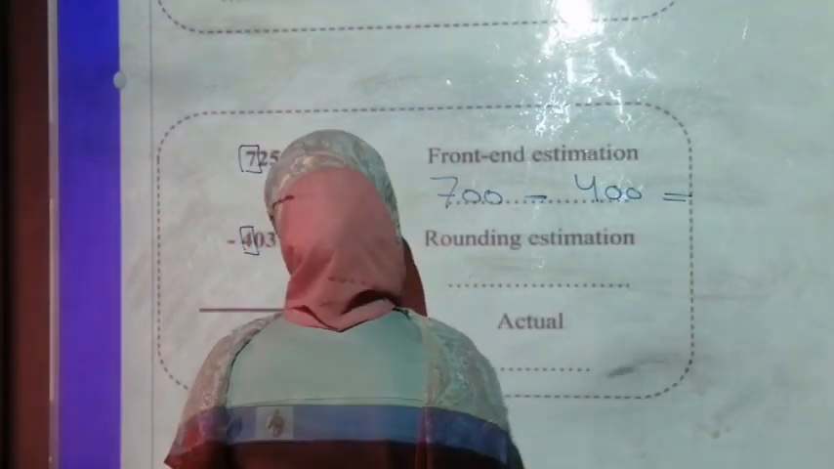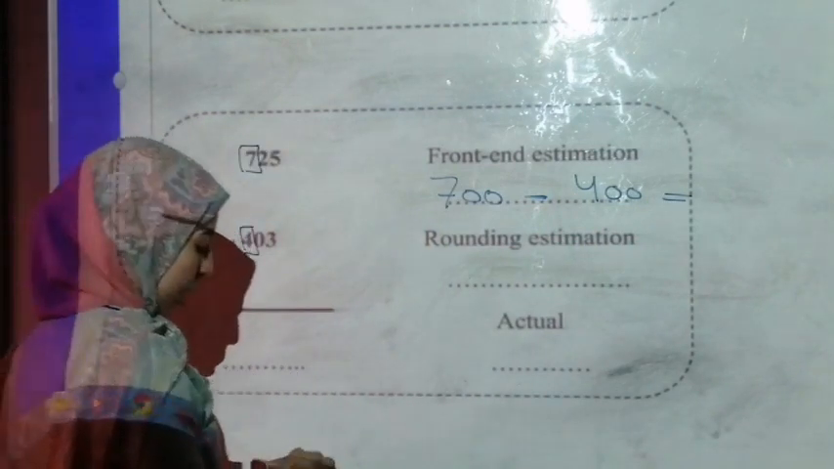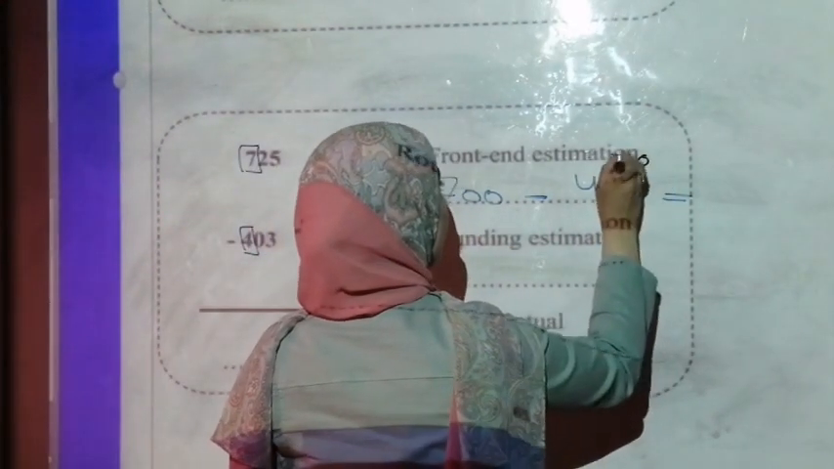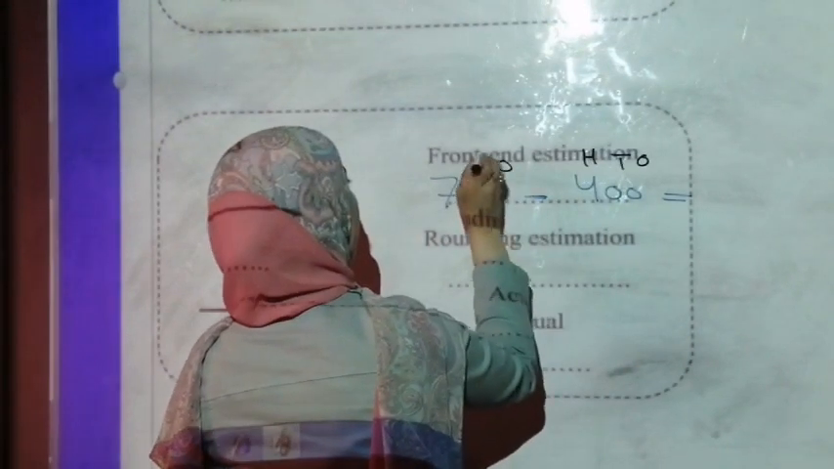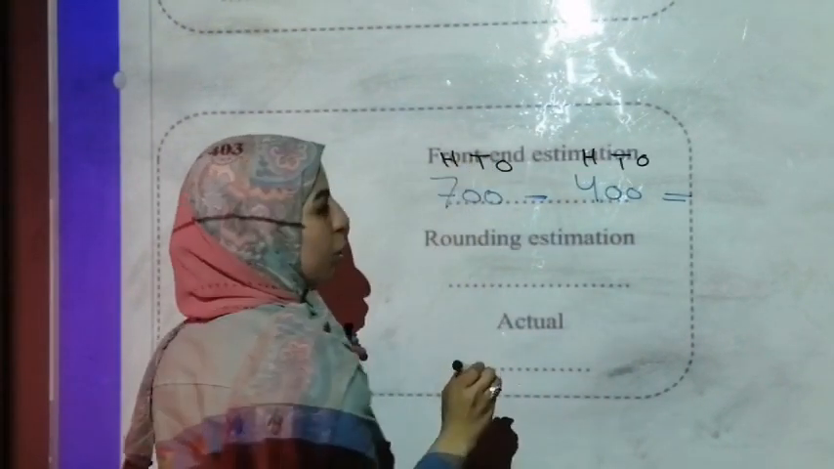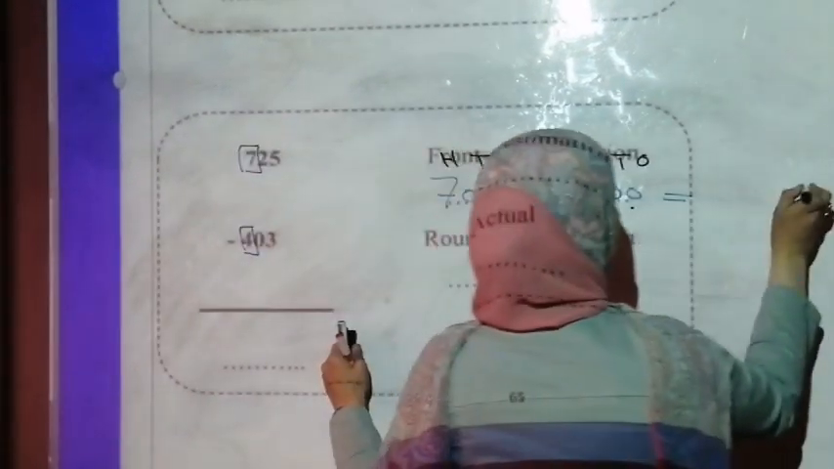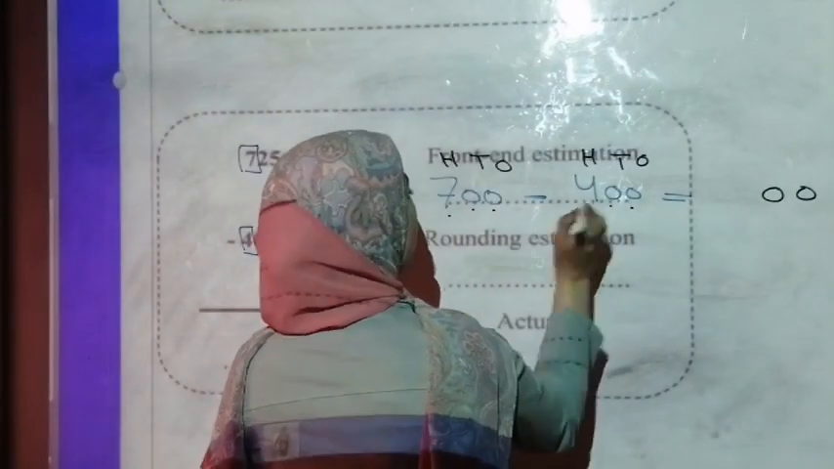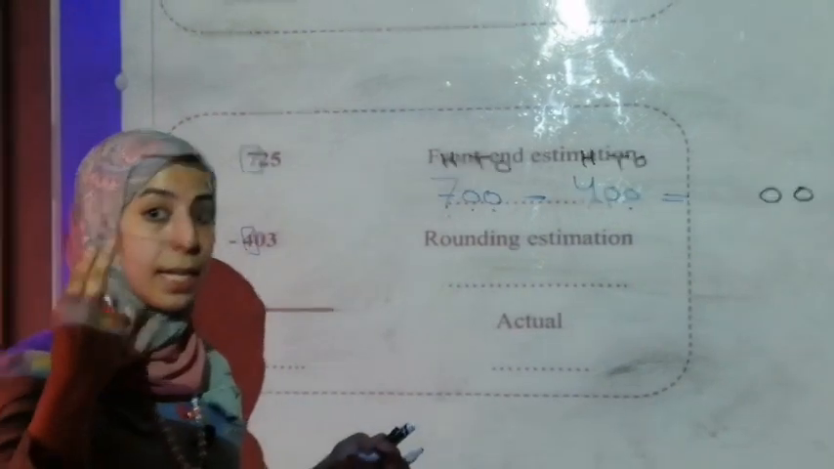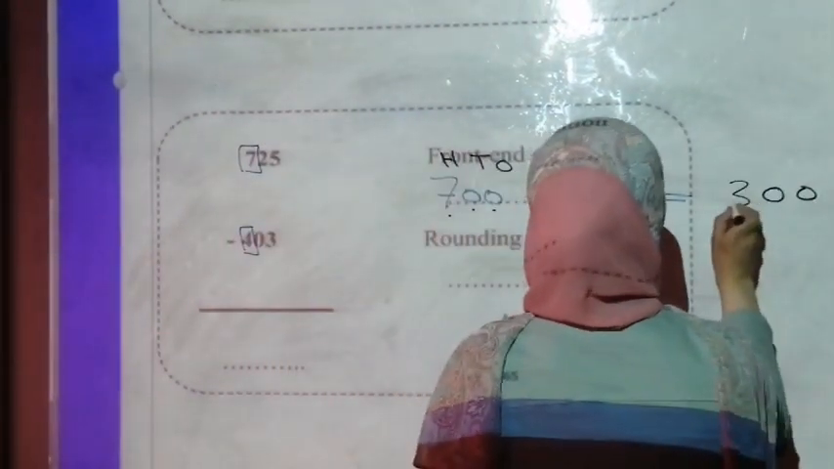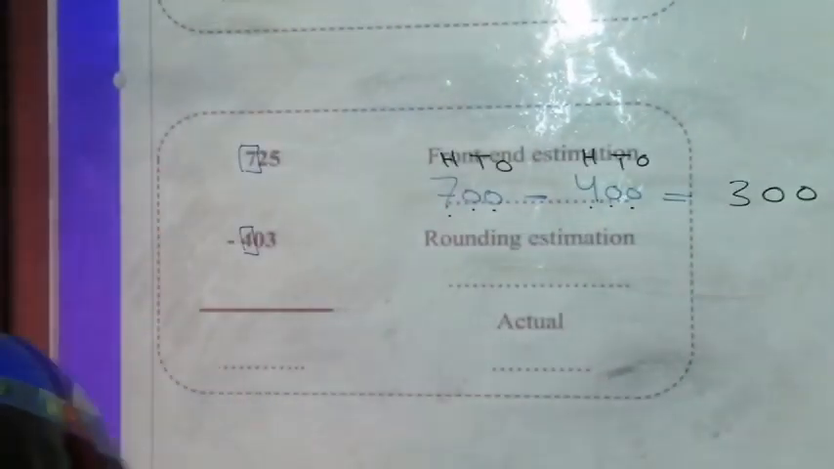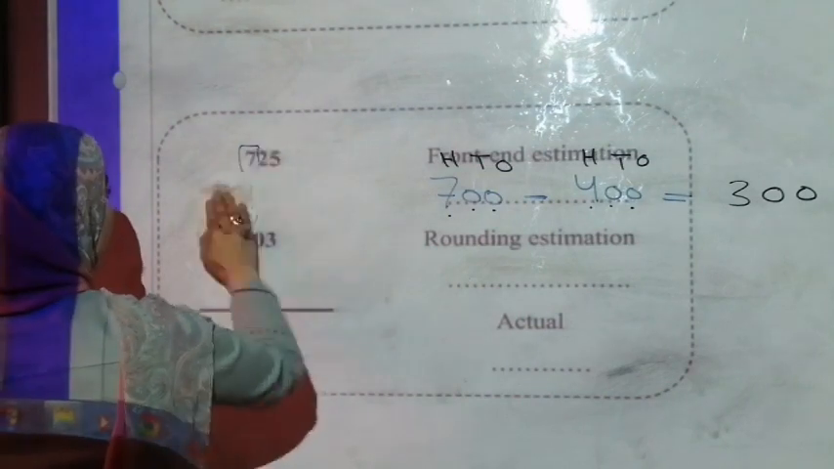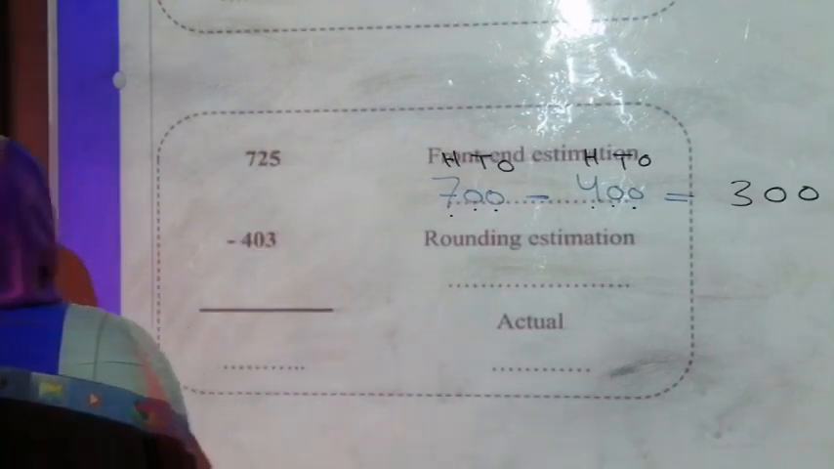And now I will do the subtraction operation. Ones, tens, hundreds. Start from ones. 0 minus 0 equals 0. 0 minus 0 equals 0. Then 7 minus 4. After 4: 5, 6, 7. 300. And now I will solve with the rounding estimation strategy.